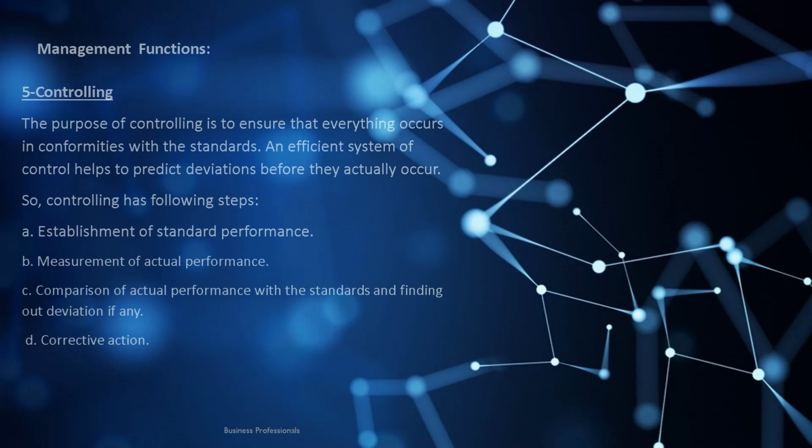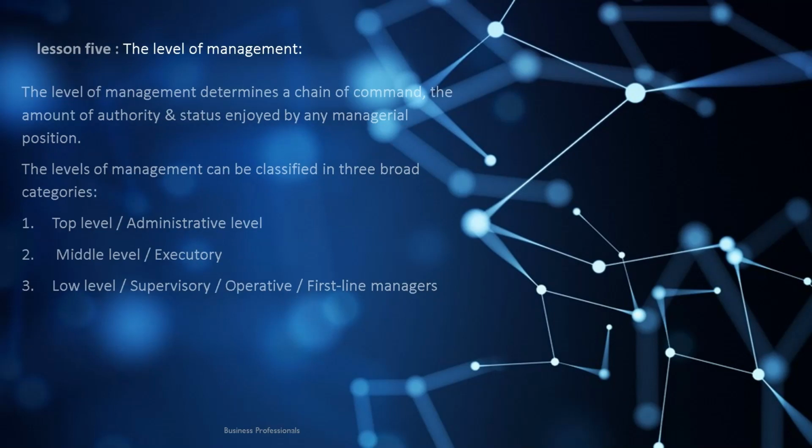Therefore, controlling has following steps. A. Establishment of standard performance. B. Measurement of actual performance. C. Comparison of actual performance with the standards and finding out deviation if any. D. Corrective action.